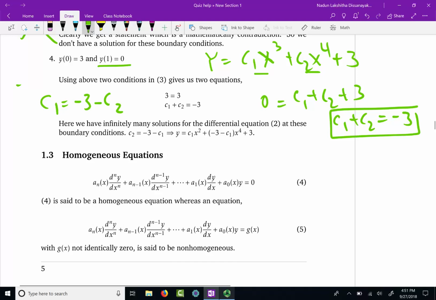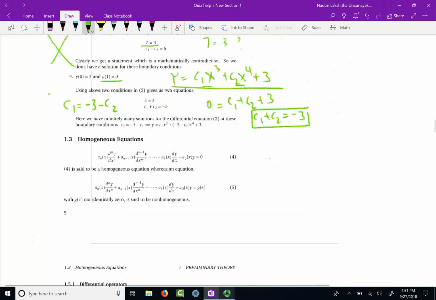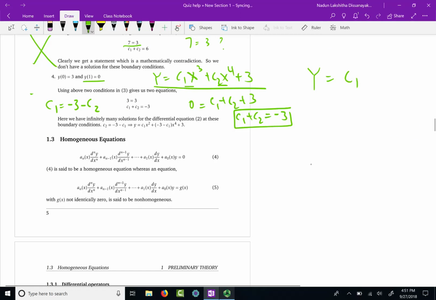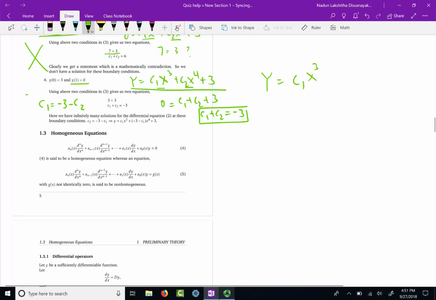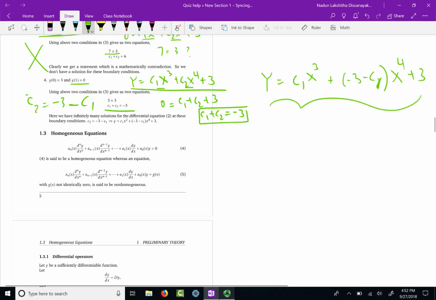So instead of writing our solution just like this, we can write y equals c1 x cubed plus c2 x to the 4 plus 3, where c2 is negative 3 minus c1. Let's see. Did I make a mistake here? Yeah, c2 is negative 3 minus c1. So we cannot find c2, but we can say c2 in terms of c1. So we can still write the solution in terms of only one constant, without two constants.